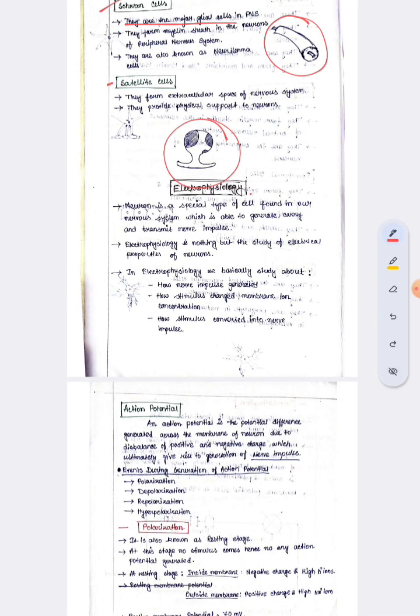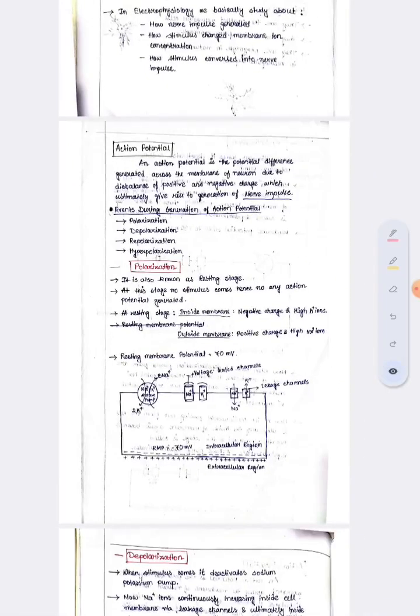Now coming to the electrophysiology. This is not so much important, but we have to know what is the electrophysiology of neuron. Neuron is a special type of cell found in our nervous system which is able to generate or carry and transmit nerve impulse. Electrophysiology is nothing but the study of electrical properties of neuron. Now we have to know what is the action potential. They can ask the action potential in 2 marks.